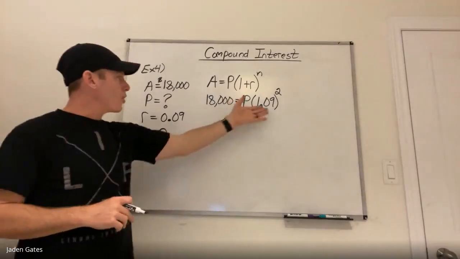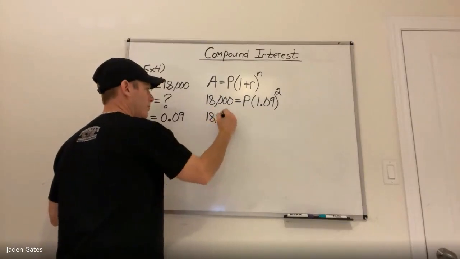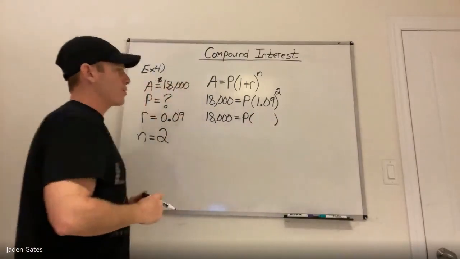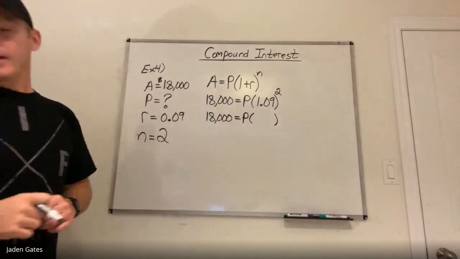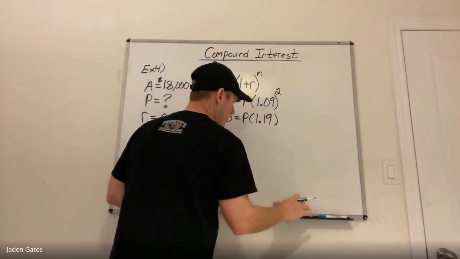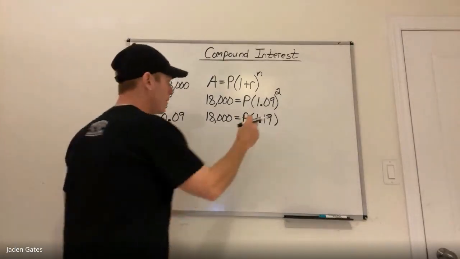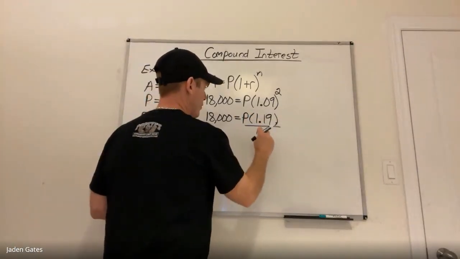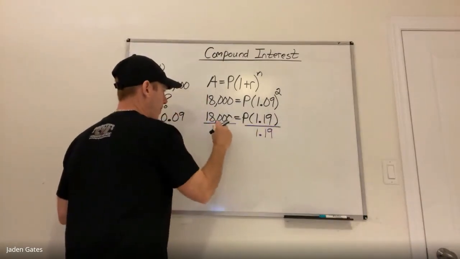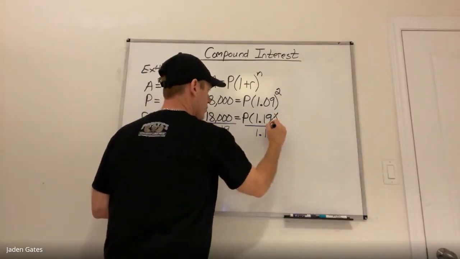All right, so now I'm going to solve for P. So first I'm going to figure out this exponent here first. So I got 18,000 is equal to P. Let's see here, 1.09 squared is actually 1.19. All right, and lastly, to get P by itself, our principal, I'm going to divide by my numerical coefficient. So divide both sides by the 1.19. All right, and those divide each other out.